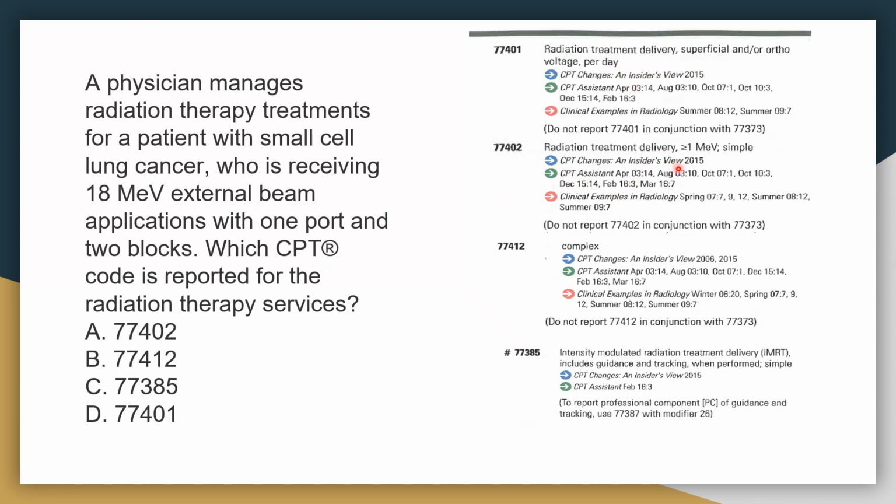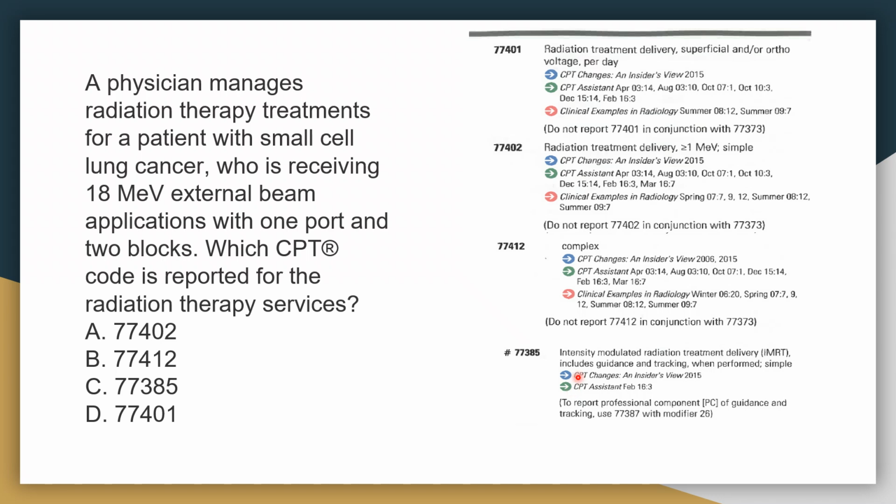77402 is radiation treatment delivery 1 MeV simple. Now what does simple mean? Simple is one port and two blocks. Intermediate is two ports and multiple blocks, or more than three blocks, something like that. And 77412 is complex. Complex is basically whenever there are more than three ports. Port is the area of the treatment.